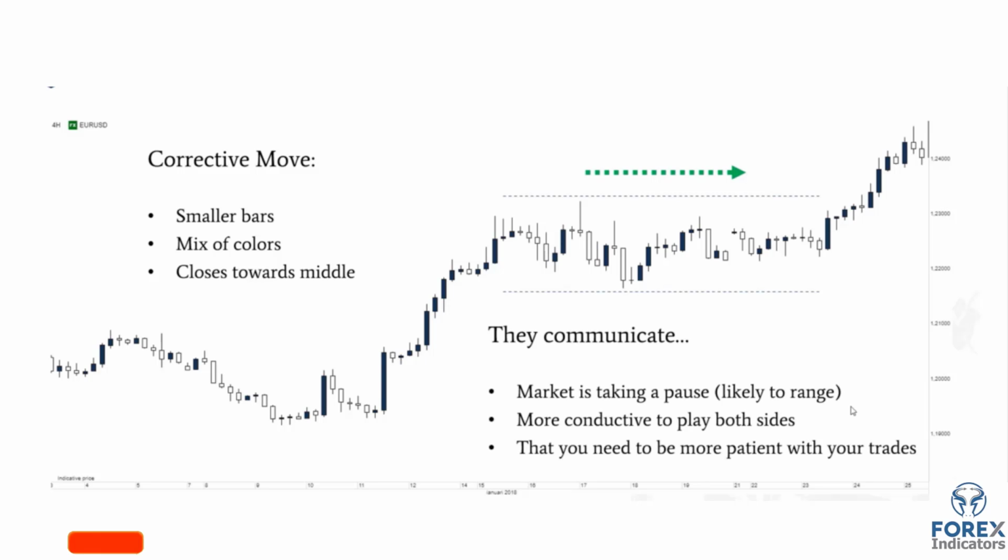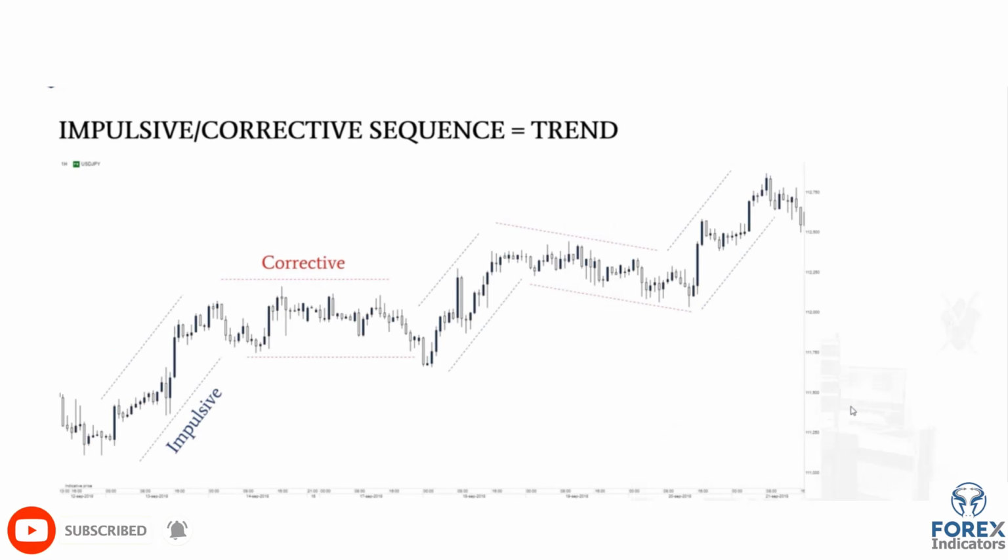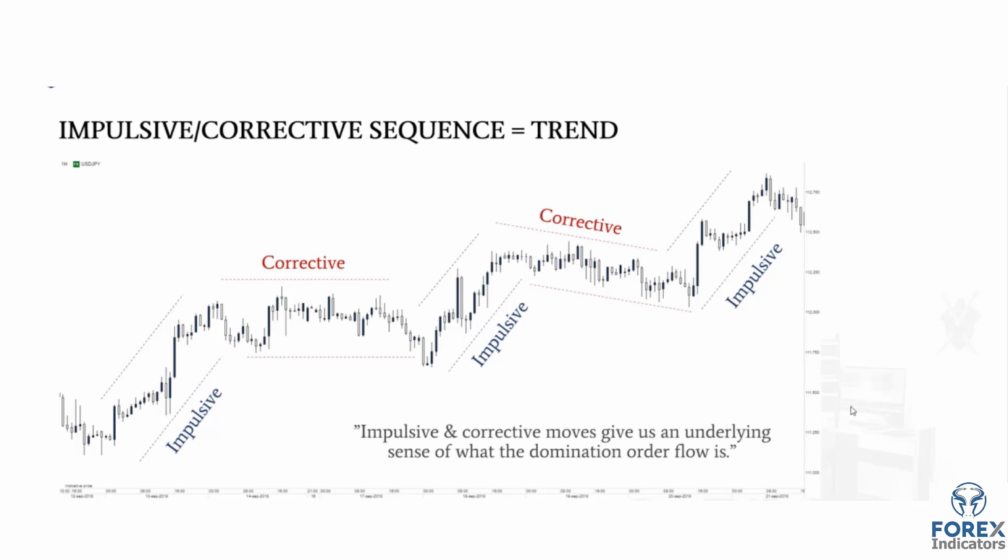Now, before we move on, it's important to understand that impulsive and corrective moves tend to operate in a pattern. 75% of the time, an impulsive move is going to be followed by a corrective move, which is then going to be followed by an impulsive move that continues in the same direction as the original impulsive move. So it's less likely that you're going to see a bullish impulsive move followed by a counter-trend bearish impulsive move. Much more likely is a bullish impulsive move being followed by a corrective move.